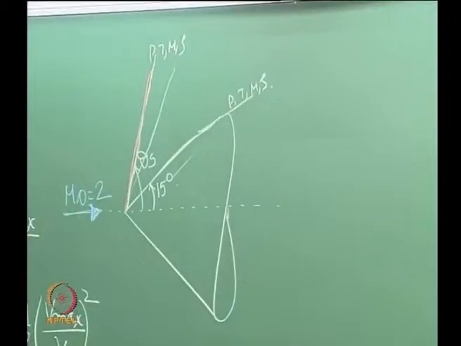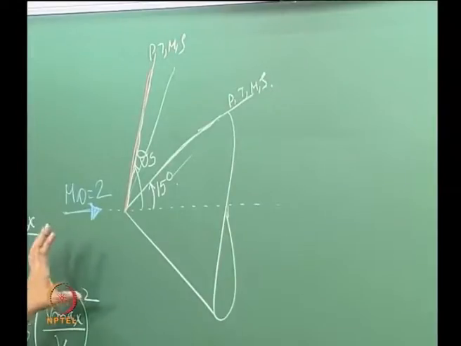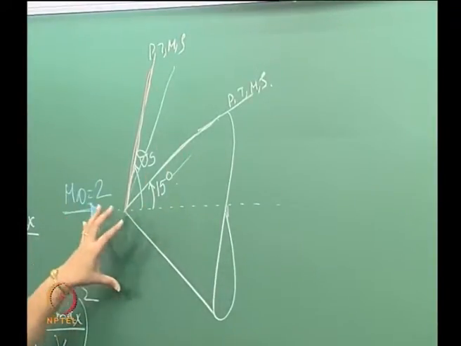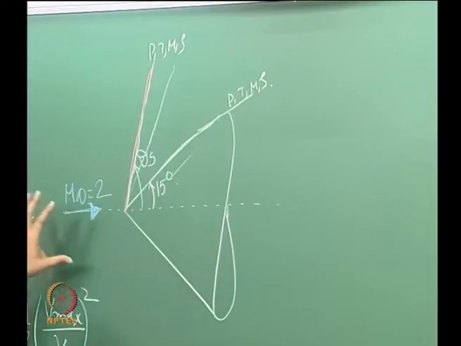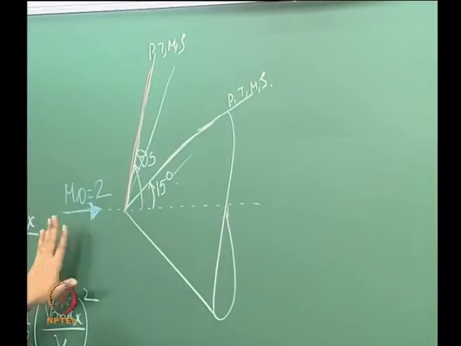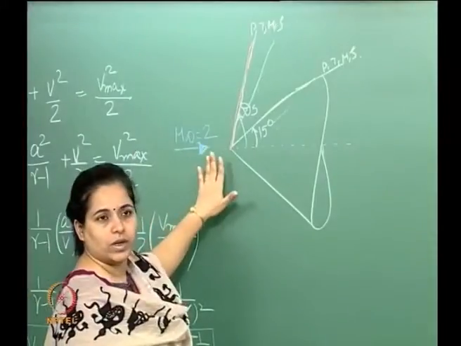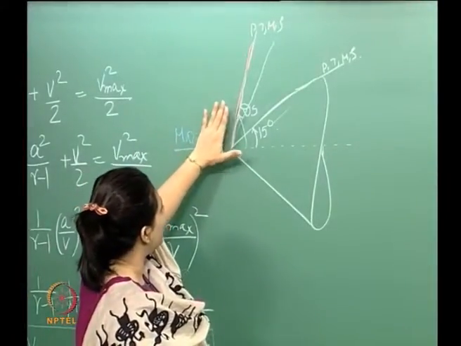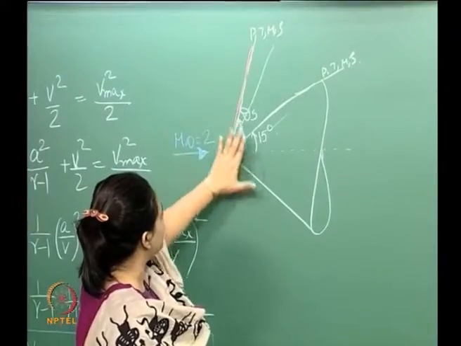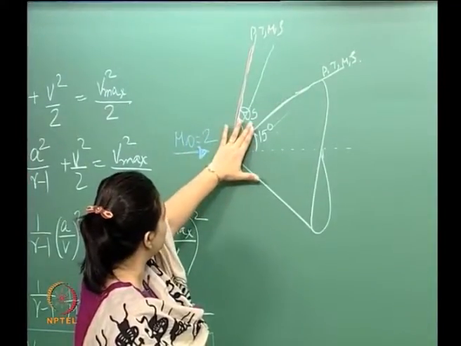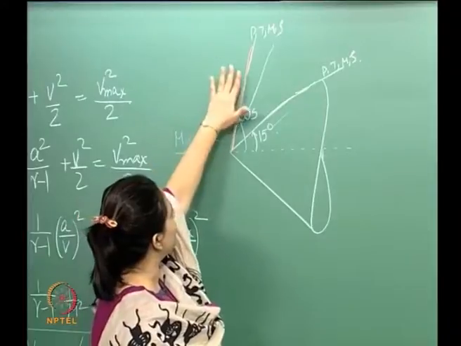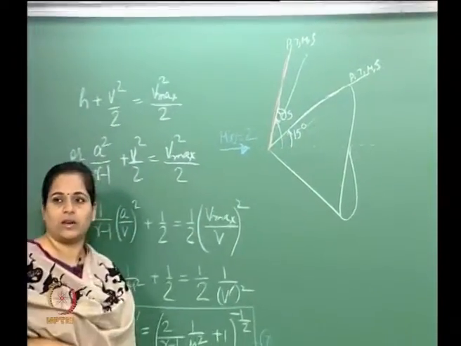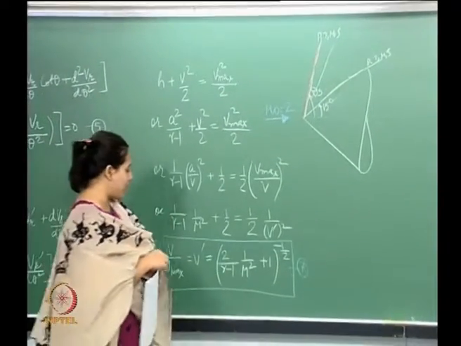So, the problem to do here is that we have a 15-degree half angle cone which is inclined at 0 degrees to this free stream, a Mach 2 flow. We have a shock wave. So, first job is to find out the shock wave angle theta s, and then the properties just behind the shock wave and on the surface of the cone. So, this is our problem. How do we go about doing this?